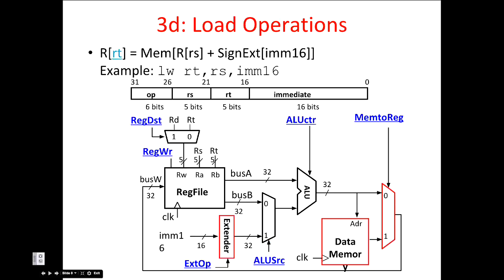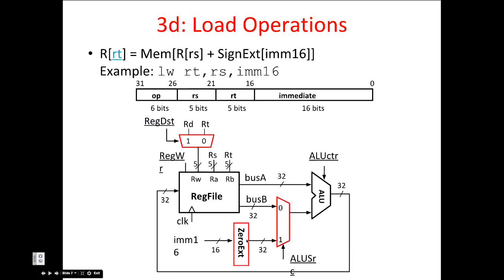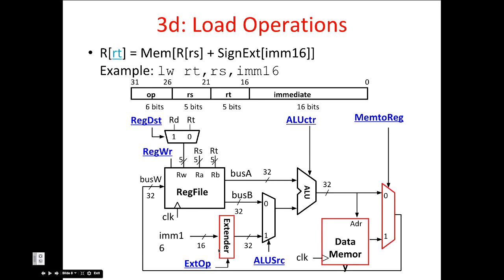For load word, though, we need to introduce a few more things, right? First of all, we're going to be interacting with data memory. And instead of 0 extending, since this is a load word, this immediate gets sign extended and then added to the register value. So instead of this being just a 0 extender, now we're going to have to replace that with a generic extender, which can either sign extend or 0 extend.